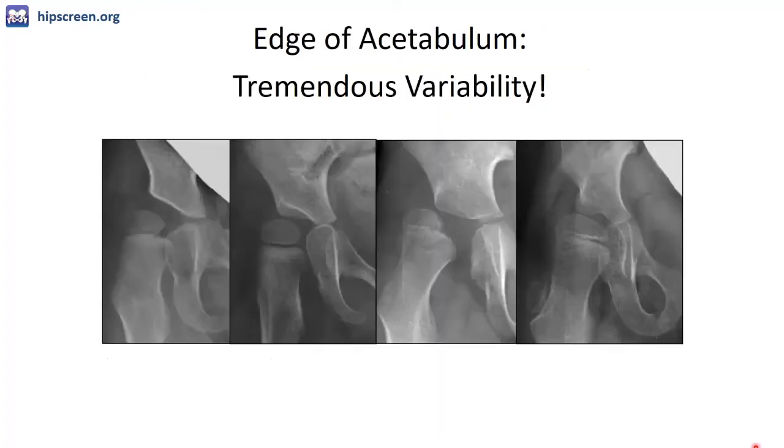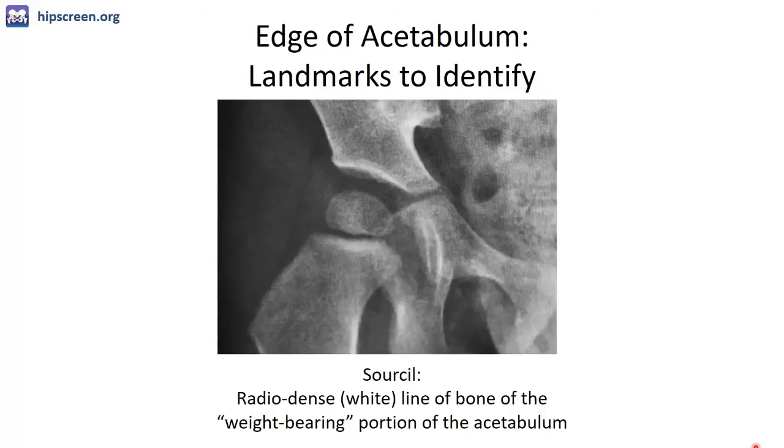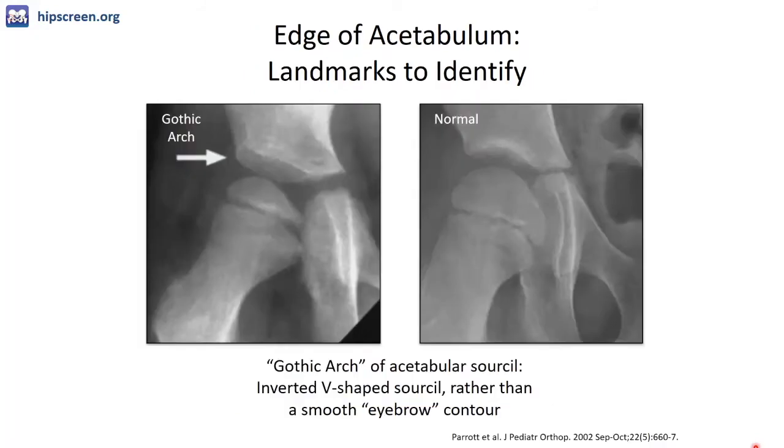Now let's move to some of the variability that's seen in the acetabulum. As you can see from these 4 examples, there's a tremendous amount of variability in the morphology of the lateral edge of the acetabulum. Before we jump into an algorithm to help standardize the measurement of the lateral edge of the acetabulum, let's review the landmarks again. The sourcil is the radiodense white line of bone that extends from the triradiate cartilage all the way to the bony edge of the acetabulum.